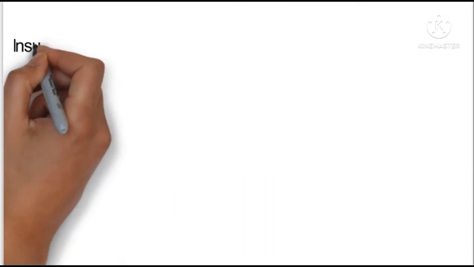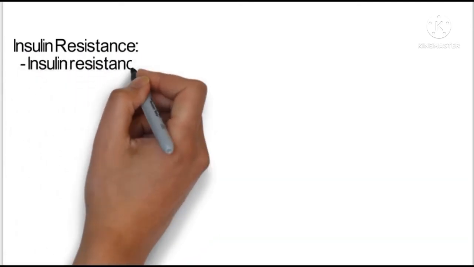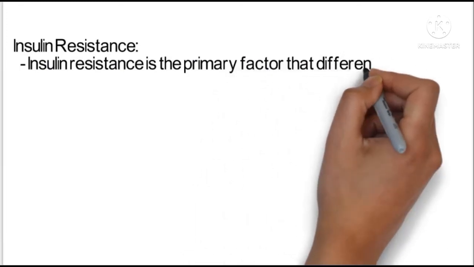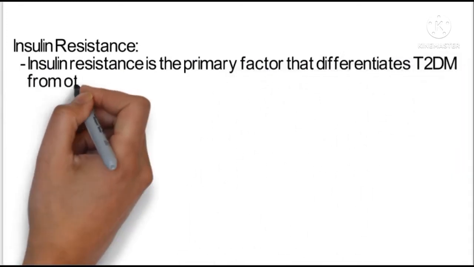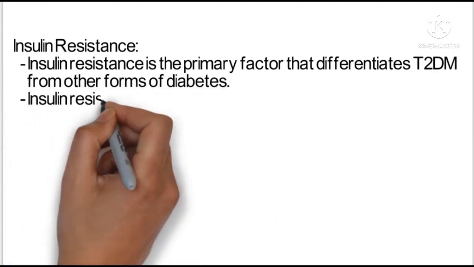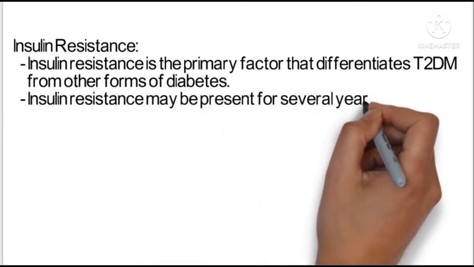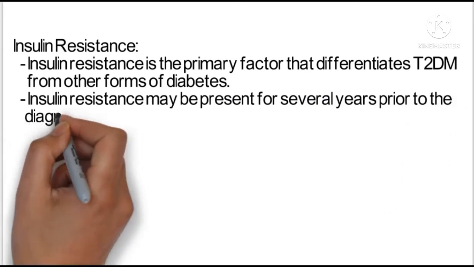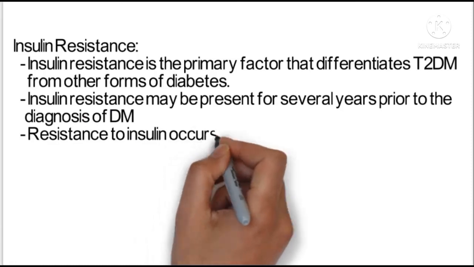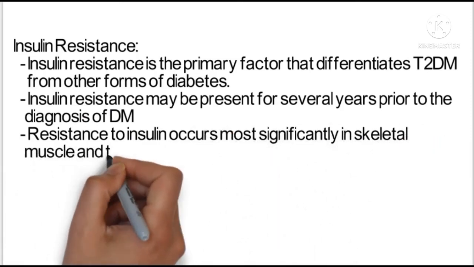Now moving toward insulin resistance. Insulin resistance is the primary factor that differentiates type 2 diabetes mellitus from other forms of diabetes, for example, type 1 diabetes. Insulin resistance may be present for several years prior to diagnosis, and it can progress throughout the course of the disease. Mostly, the resistance to insulin occurs in adipose tissue, skeletal muscle, and liver.